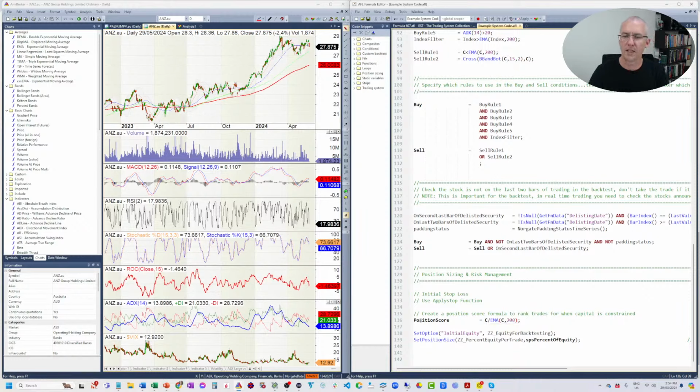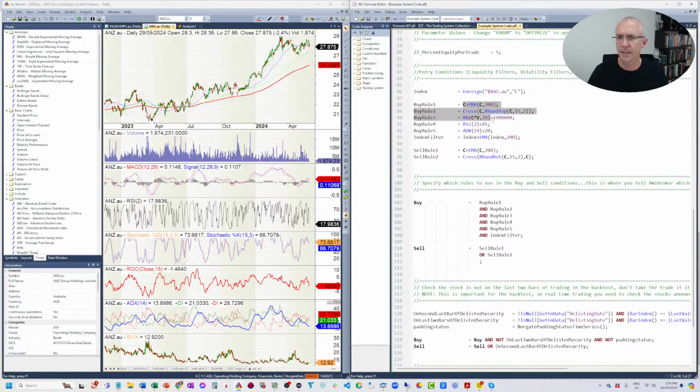So the further it is above the 200-day moving average, the higher ranked it'll be, and the more preference we'll give that trade when we've got limited capital. Okay, if you don't understand the code, don't stress about it. All I'm demonstrating is that we can take all of these messy indicators on the right-hand side, and we can create logic-based objective rules that we can test.